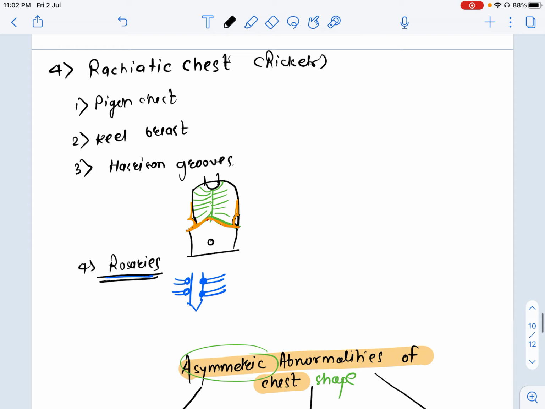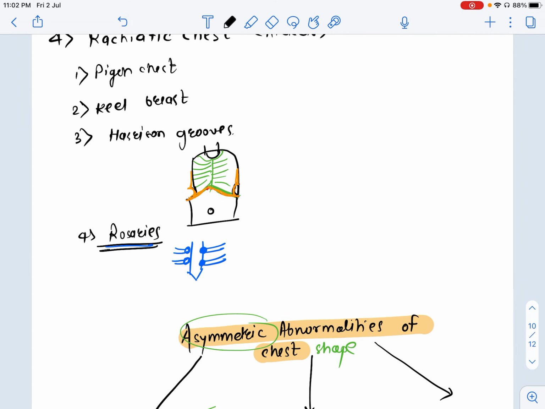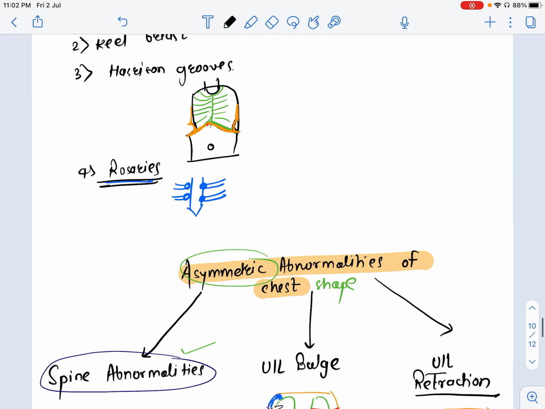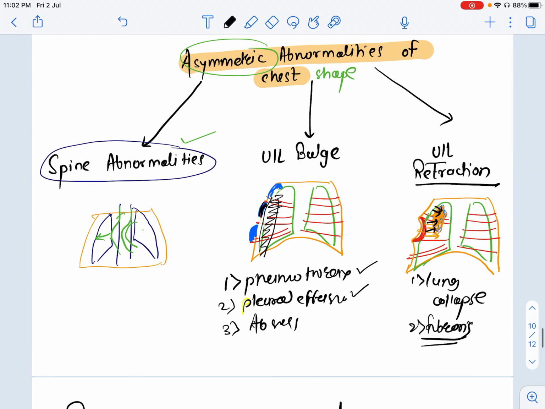Finally, we have the different kinds of abnormality in rickets chest. Pigeon chest, keel breast, we have talked about. Harrison grooves, which are transverse constricting bands. Then your rosaries. Now, when it comes to the asymmetric abnormalities of chest, first will be your spine abnormalities, which will give rise to an asymmetric abnormality. Second, it can be a unilateral bulge, or it can be a unilateral retraction. Bulge will be due to pneumothorax, pleural effusion or abscess. Your unilateral retraction will be due to lung collapse or fibrosis.